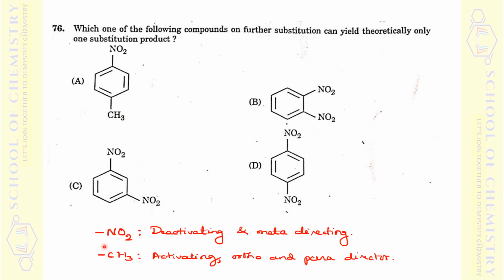Nitro group, if you consider, is actually a ring deactivator, so it makes the ring slightly less reactive towards electrophilic substitution. Of course, this is just for information. The information that we need to solve this question is here. Nitro group is a meta-directing group. The methyl group is activating, and it is an ortho and para director.